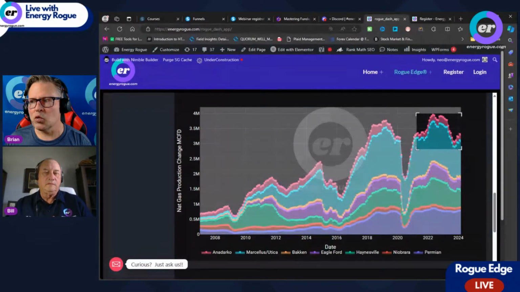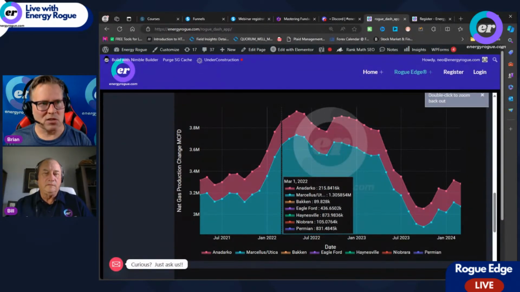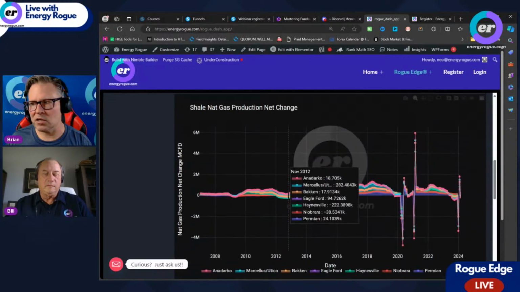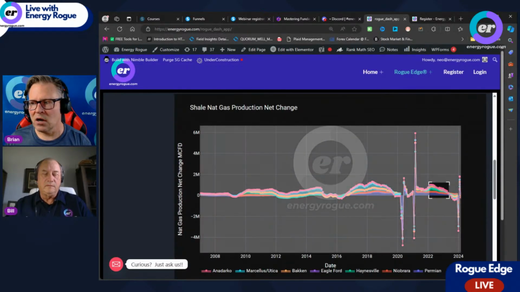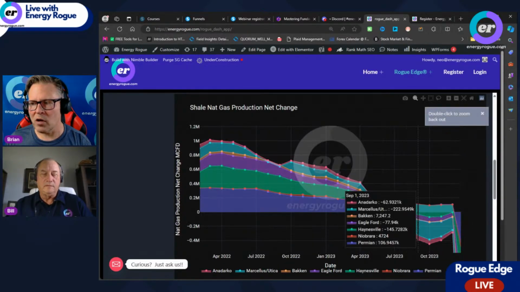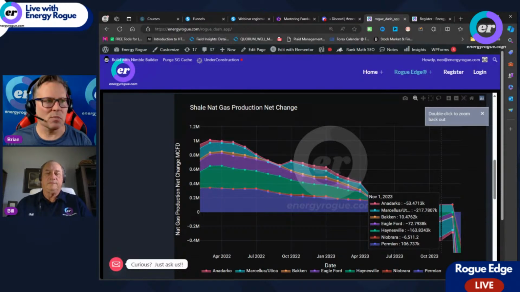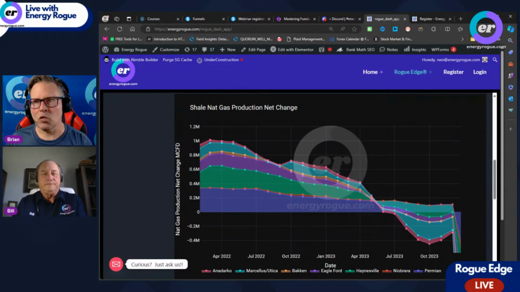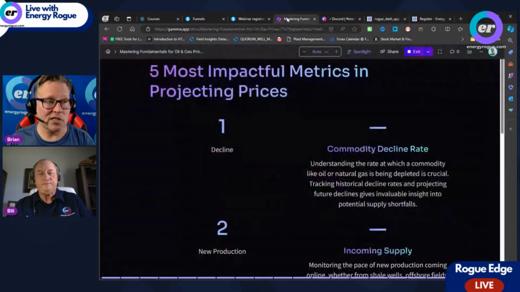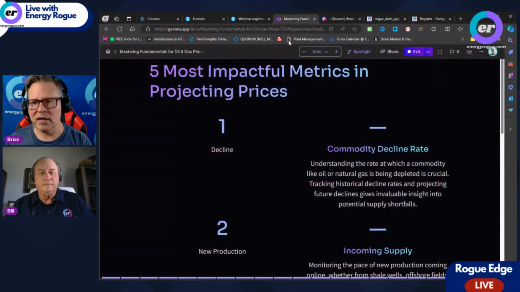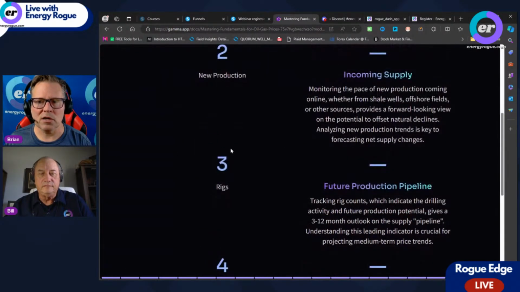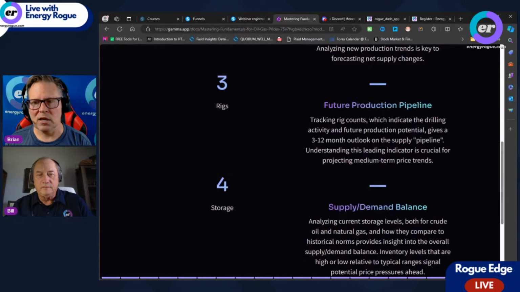And then what are the new production trends? This is just raw new production. And where is that leaving us? Are we rising or falling? In the past six months, we've been set up for a declining resource. So look at the decline, then look at new production, then look at where the rigs are going, which is going to tell you where we're going to be in 3 to 12 months.